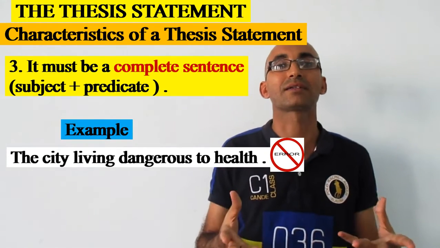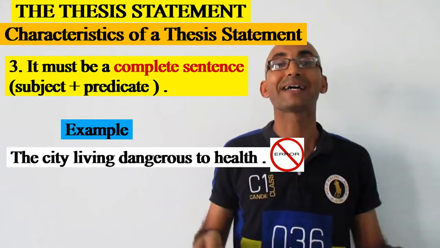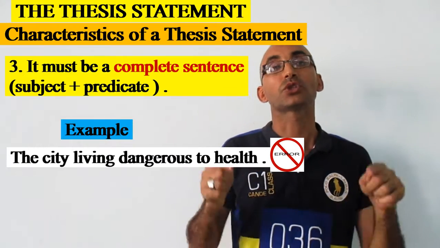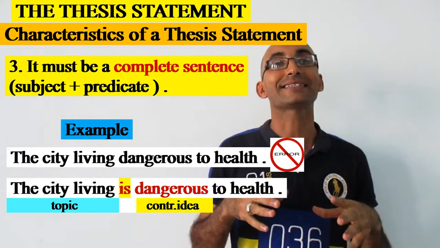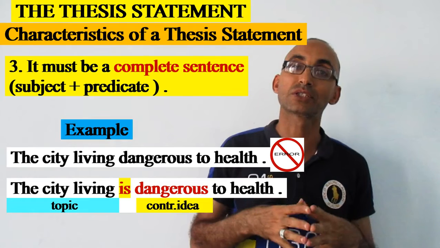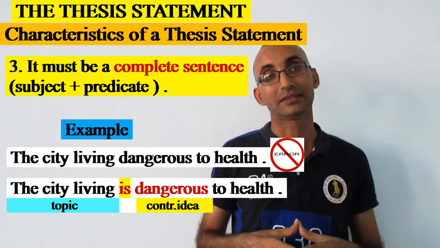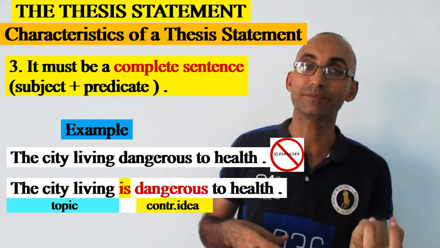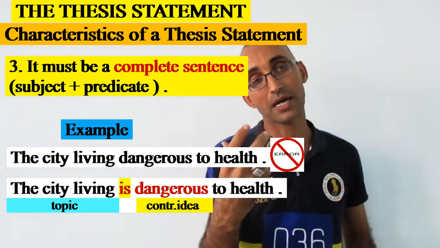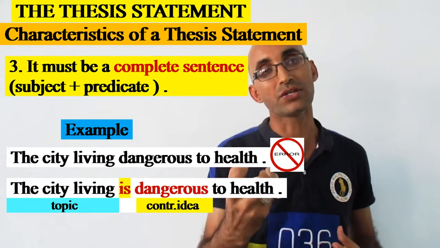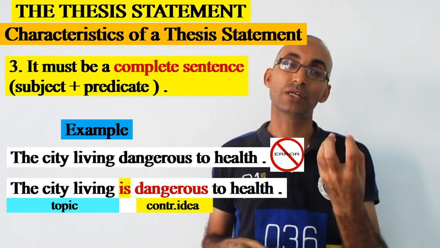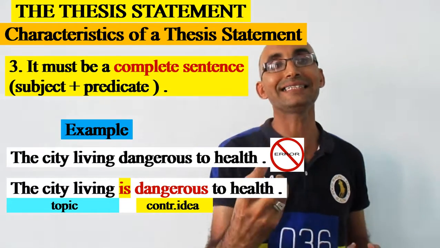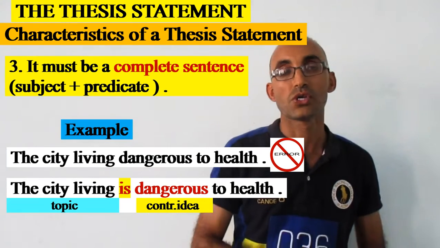It's only a title. So we correct it by adding a verb to it, and we write, city living is dangerous to have. You see, so here I have my topic, city living, and I have also my idea, which is dangerous to have. I have the subject, city living, and "is" is my verb.